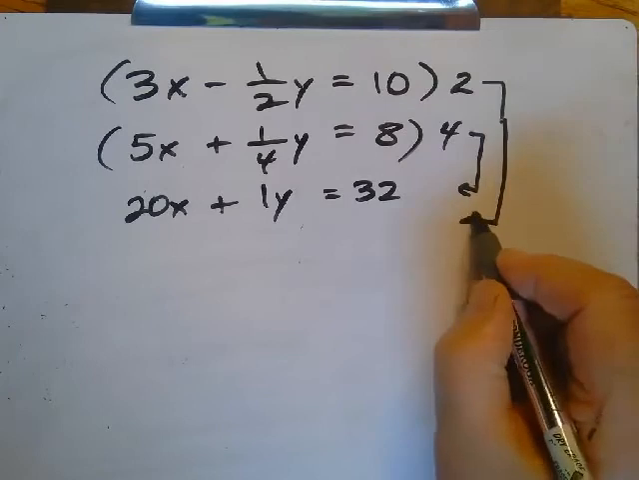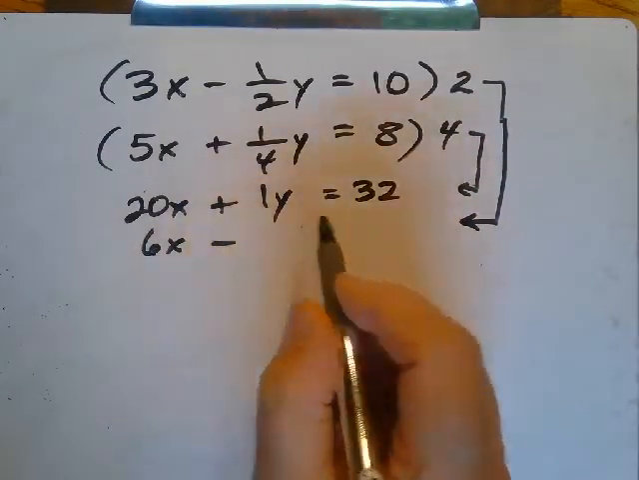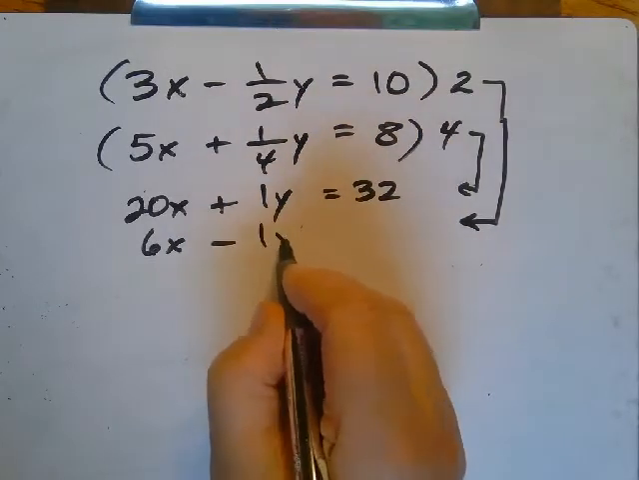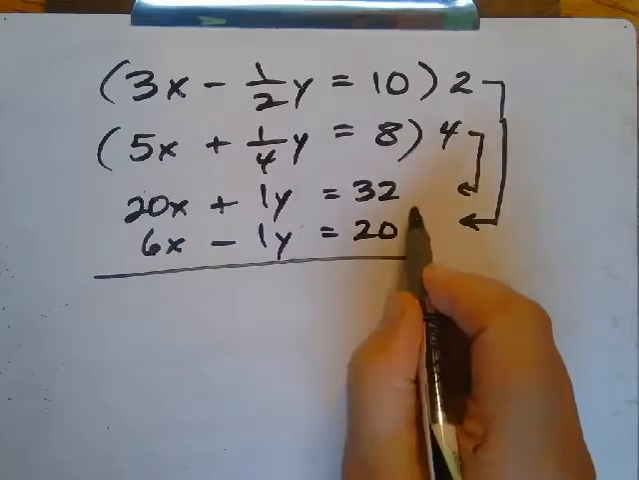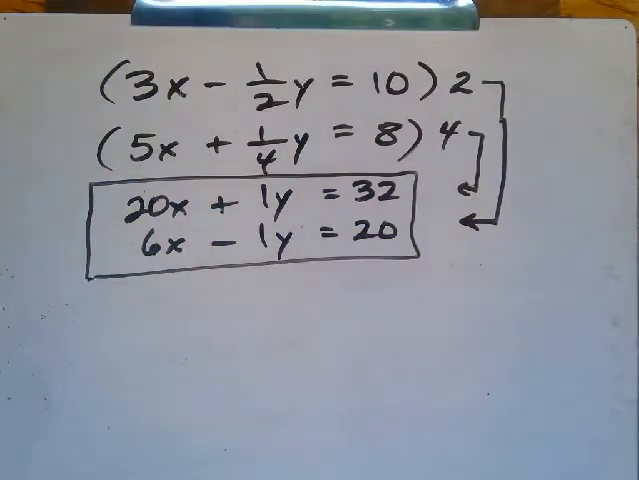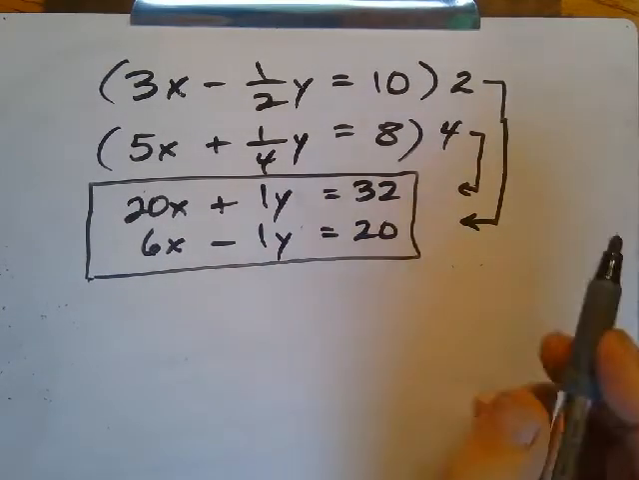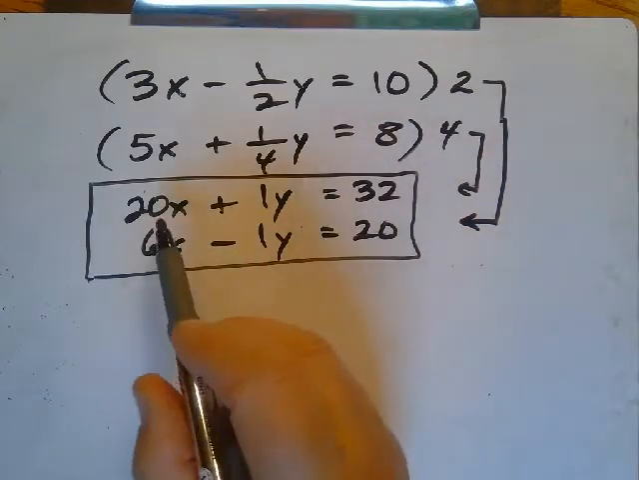Let's multiply the top one here by 2. That gives me 6x. 2 times a negative half is a negative 1y equals 20. Now these two equations, not only do we have equations that I can add together to get an elimination, but also I got rid of the fractions, which makes our problem even easier. So let's add these up.